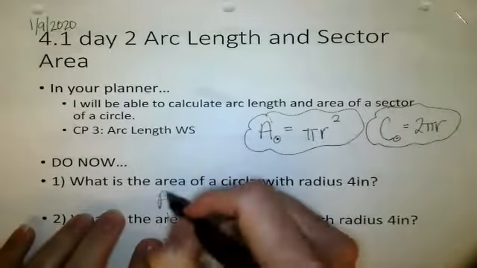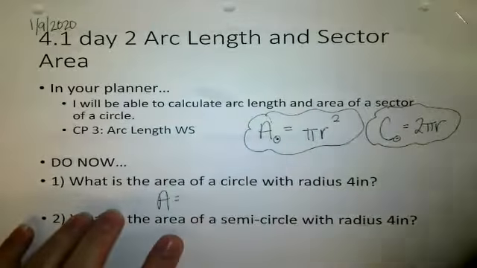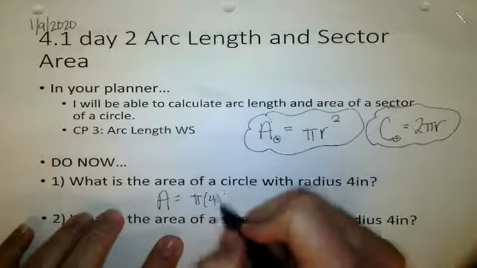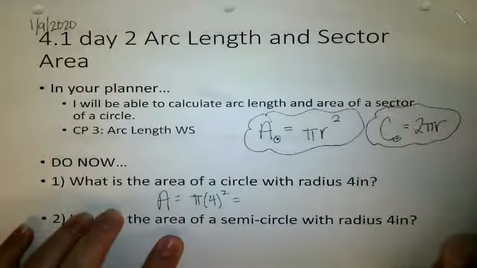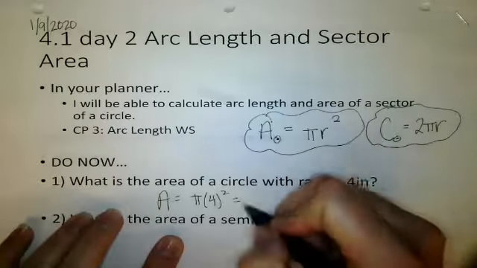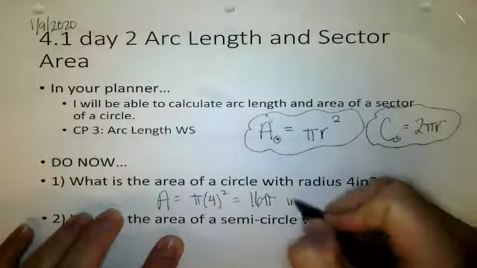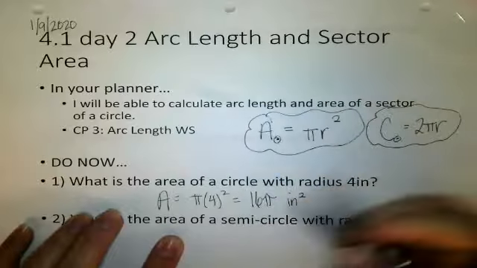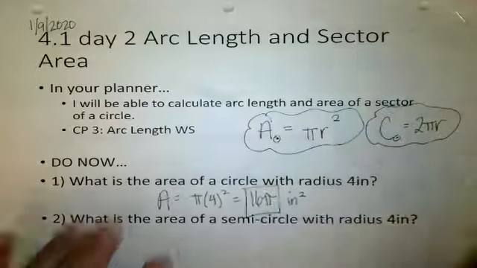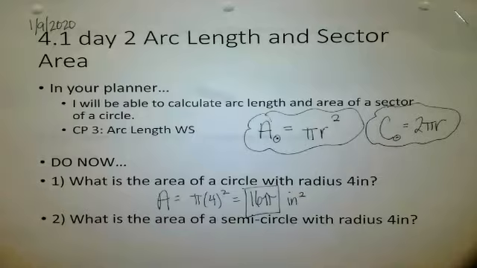So to find the area of a circle with a radius of 4 would be pi times 4 squared, which is 16 pi. And it's inches that are being squared. This is an answer left in terms of pi, meaning an exact answer. All right, and that's great.